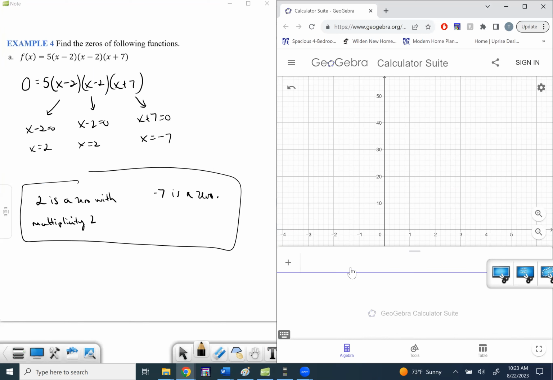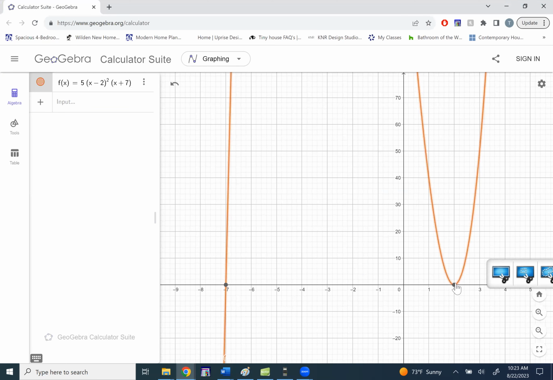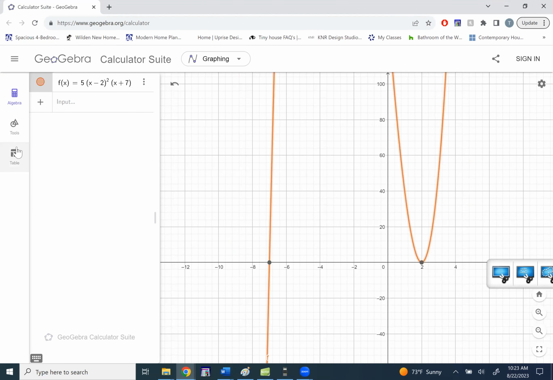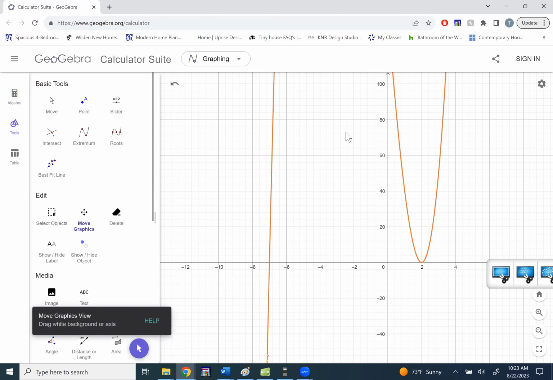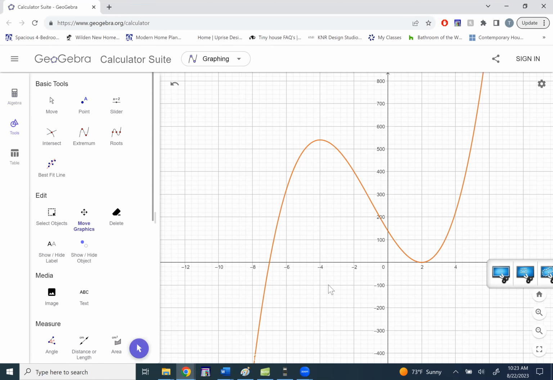Put this in. 5x minus 2. Okay, so let's make this large. So we said that 2 was a 0, yes. And we said that -7 was a 0. And that is actually our only zeros here. Just put my tool on where I can shrink the y-axis so you can get a better picture here. There we go. Okay. All right.